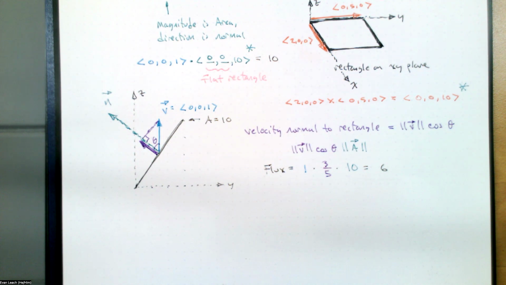That makes sense. We knew that our flux was going to be less. Because at 100%, when the velocity was going perpendicular to the rectangle, when the velocity was in the same direction as the normal vector, that's our maximum. Cosine of 0 is equal to 1. And as soon as I start increasing that angle, I start decreasing the amount of velocity that's flowing perpendicular.